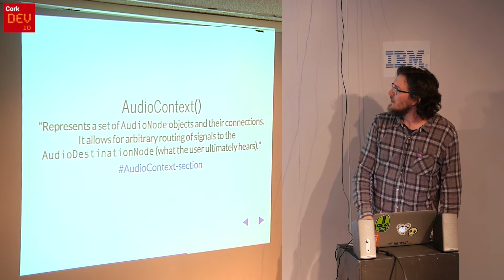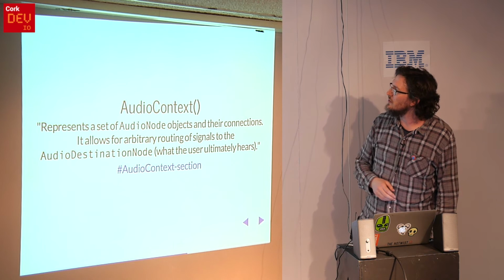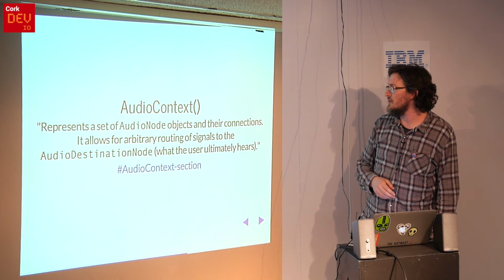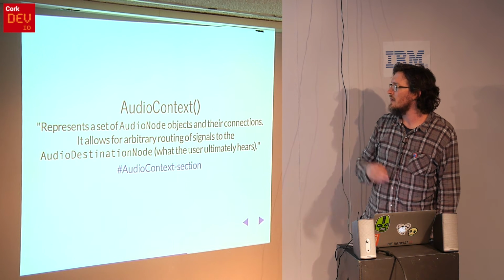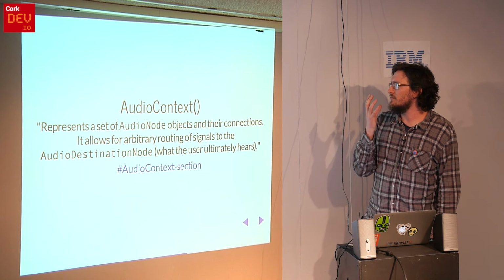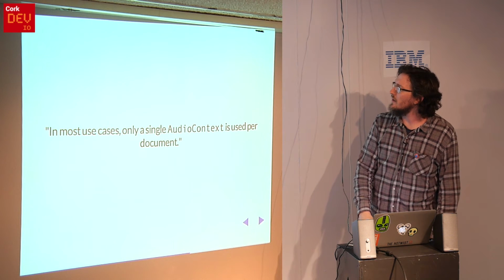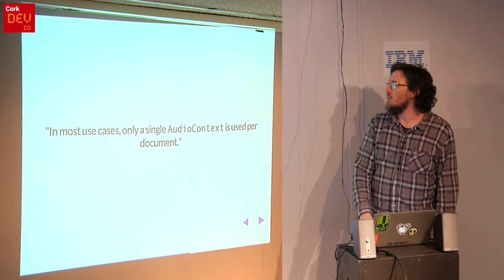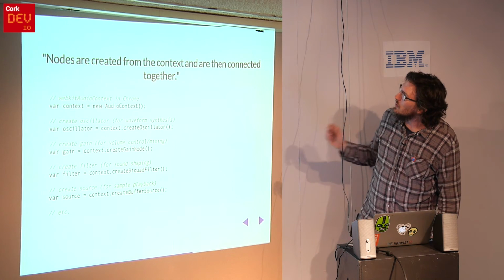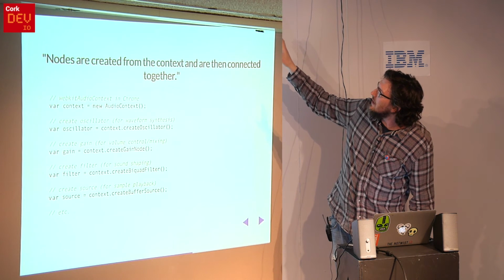Okay, so the first one is the audio context, and it represents a set of audio node objects and their connections. It allows for arbitrary routing of signals to the audio destination node, where what the user ultimately hears. Basically, the audio context is kind of like a God object. You create an audio context for one document, and this becomes the basis of how you create all your other nodes. So nodes are created from the context and are then connected together.